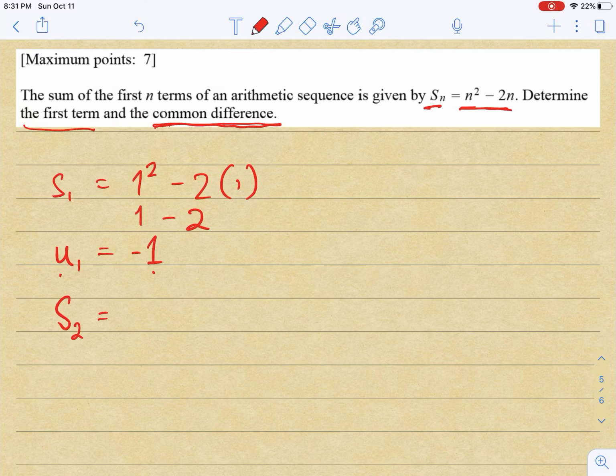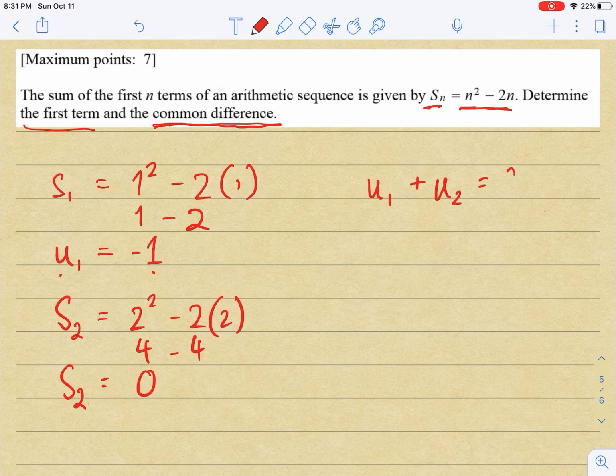The sum of the first 2 terms is going to be 2 squared minus 2 times 2. So that's going to be 4 minus 4, which is 0. So the sum of the first 2 terms is 0. And that means that u1 plus u2 equals 0. We already know that u1 is negative 1. So if negative 1 plus u2 equals 0, that means that u2 equals 1.